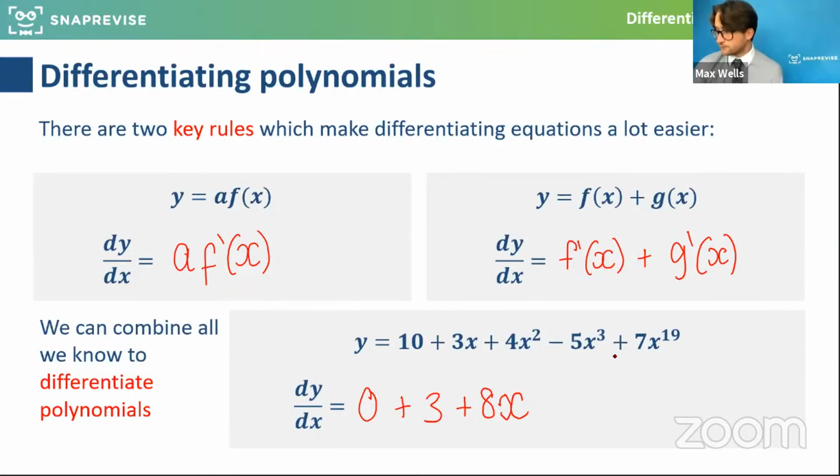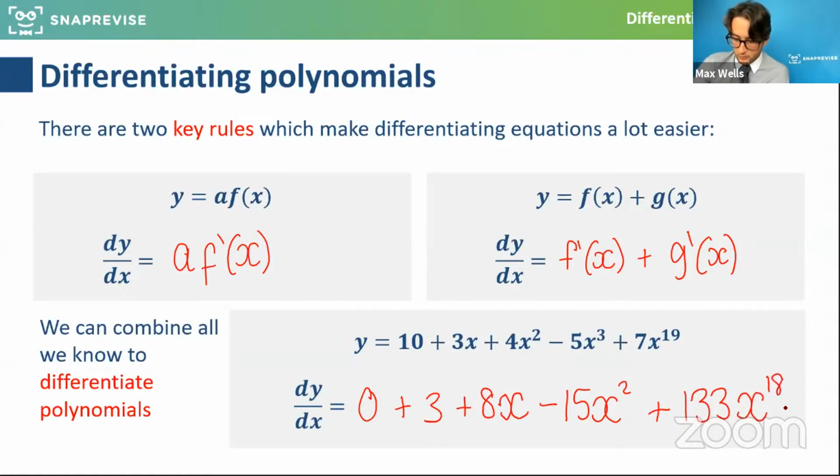Next one, I'm going to times by 3, so minus 15x to the 2. Then I'm going to times 7 by 19, which is 133. And then I'm going to drop that by 1. And that's it. That is the derivative of the whole thing. So I just differentiated each little term separately, and that's the function I come out with. That's the derivative function.